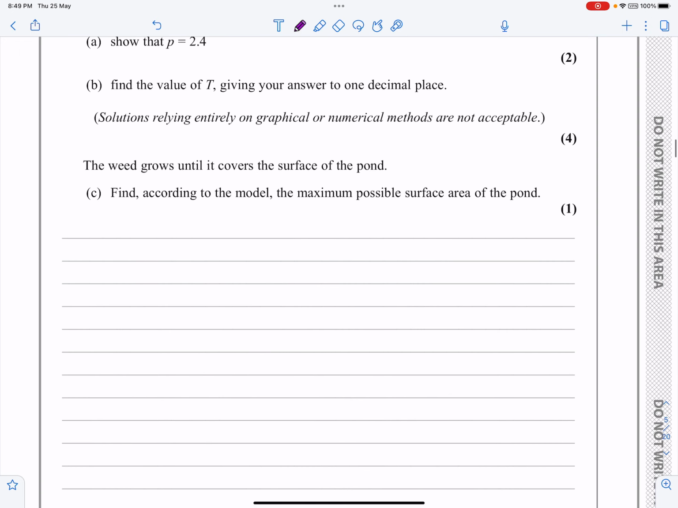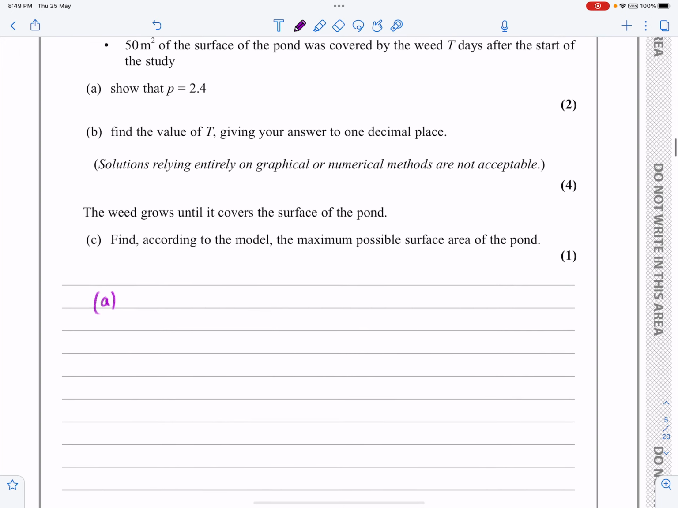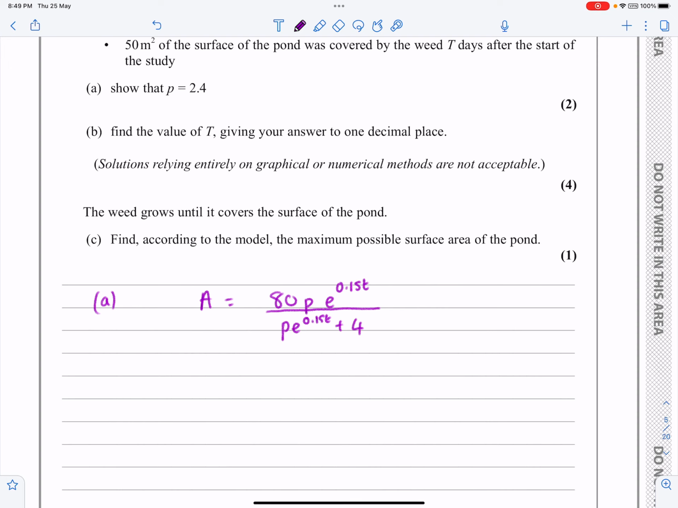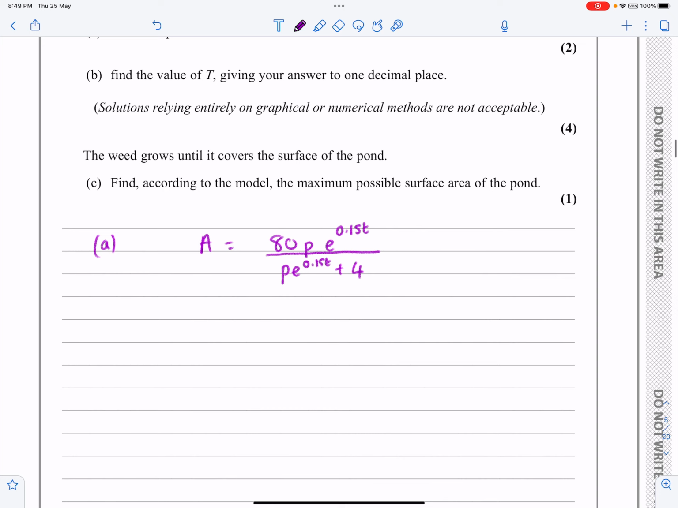So for our first bit, we've got that the formula was A equals 80p e to the 0.15t, all divided by p e to the 0.15t, and then plus 4. Looks difficult, but when you've done a lot of these questions, they are relatively similar to each other. And part A says show that P equals 2.4.